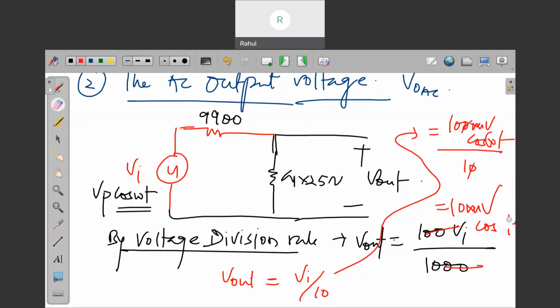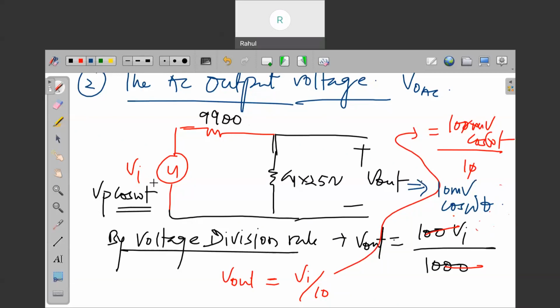So this is perfect, cos omega t. From here you can solve. You can write that this will be 10 millivolt cos omega t, so your option will be the one where this is present.